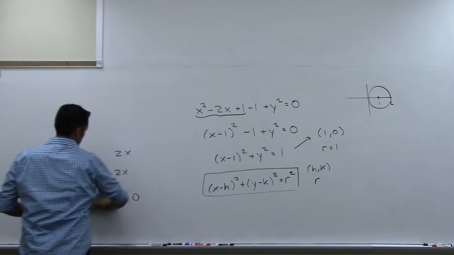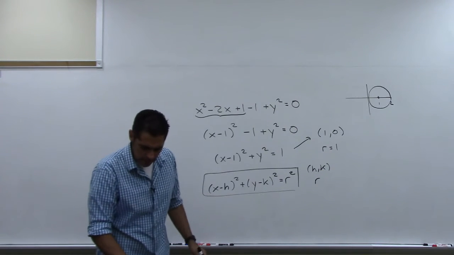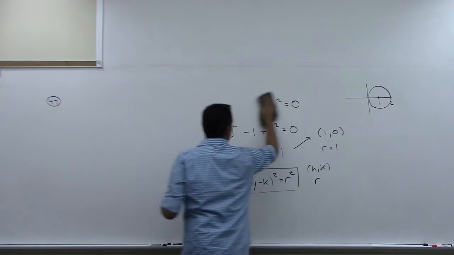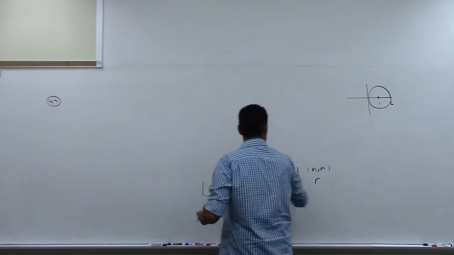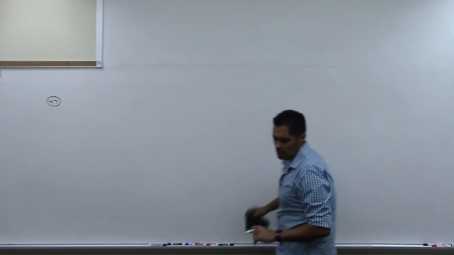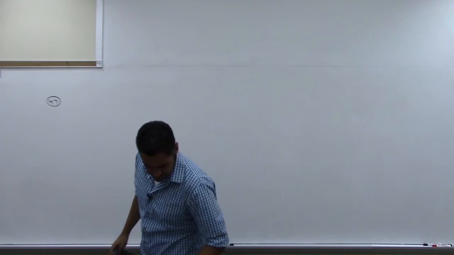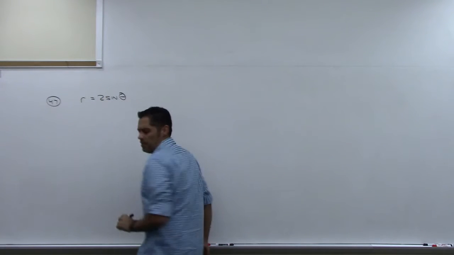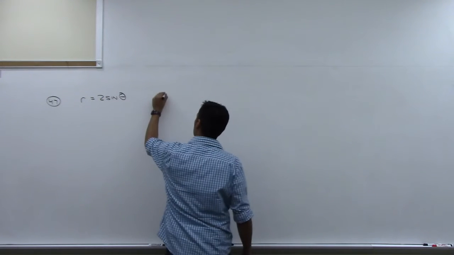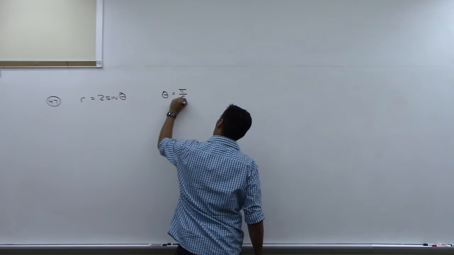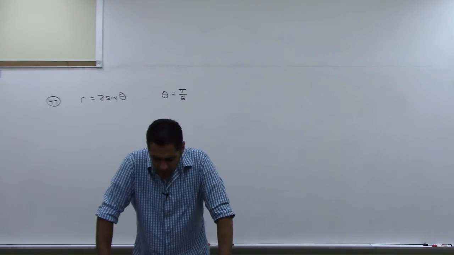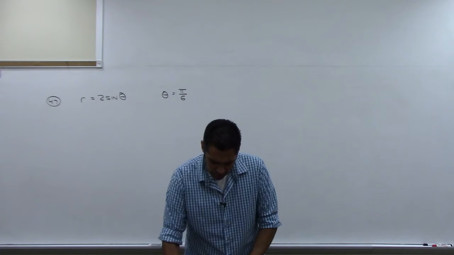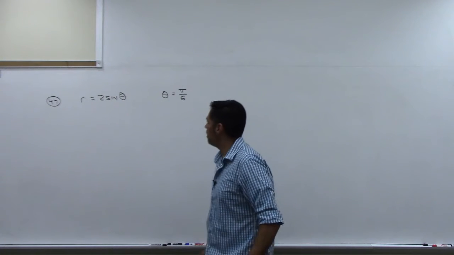All right, now number 47. So for 47, we are given a polar function. The polar function is r equals 2 sine theta. And we are given that theta is pi over 6. And we are asked to find the slope of the tangent line to the given polar curve at the point specified. So we need to use the formula for the slope of the tangent line.